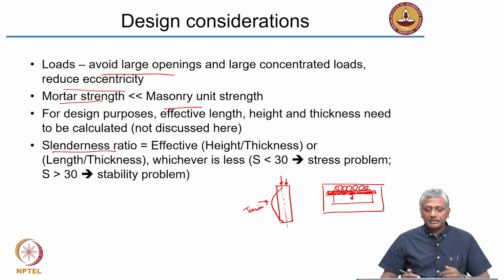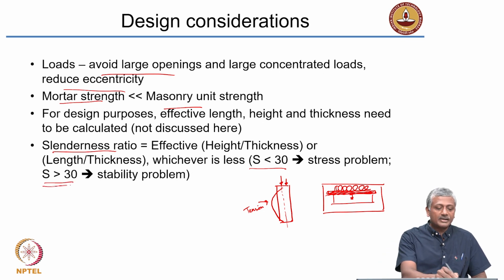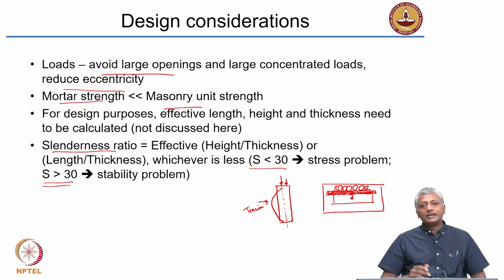So you want to ensure that you are able to control the design based upon the slenderness ratio. And again, when the slenderness ratio is less than 30, the strength of the wall governs the overall behavior. Whereas if the slenderness ratio goes to more than 30, the stability of the wall is an issue. Okay. So walls can be defined based on different ways, right.